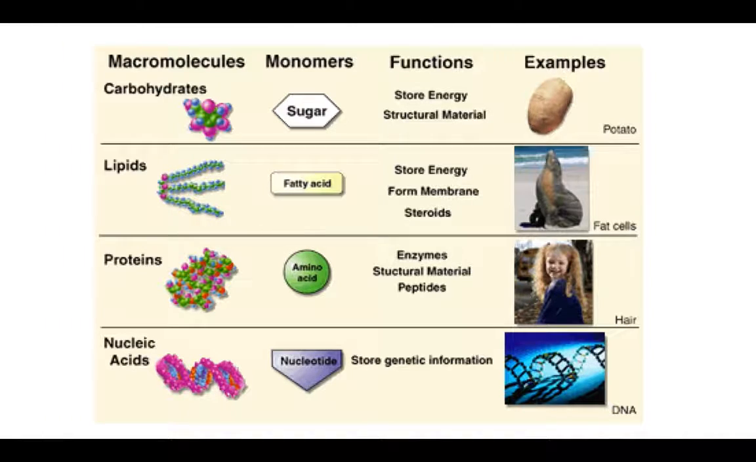As you can see, the carbohydrates are actually repeating units of sugar. The monomer of carbohydrates is the sugar. Carbohydrates are useful as an energy source, and they are also a structural material. Lipids have fatty acid as their monomer, and lipids store energy and form membranes and provide insulation. Proteins have amino acids as their monomers, and proteins function as enzymes, structural material, and building material. Nucleic acids have long chains of nucleotides. Nucleotides are their monomer, and nucleic acids store genetic information. Examples include DNA and RNA.